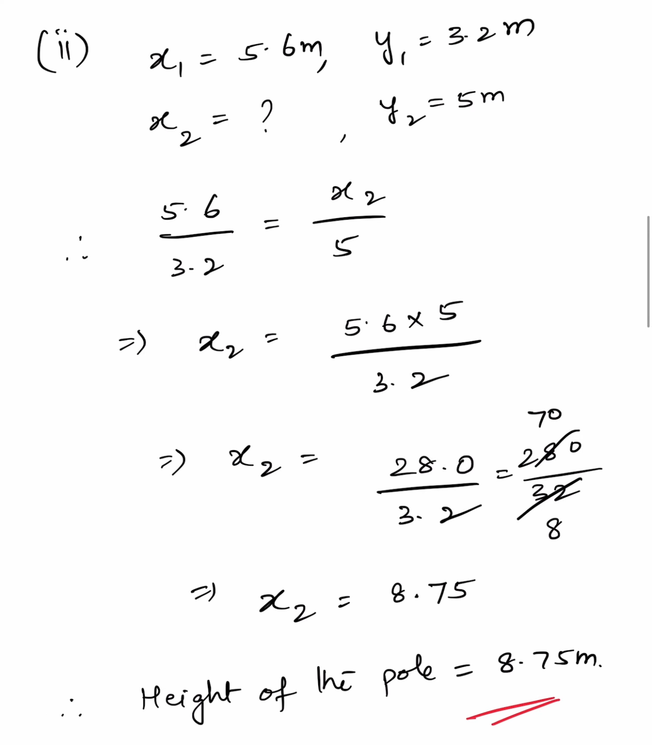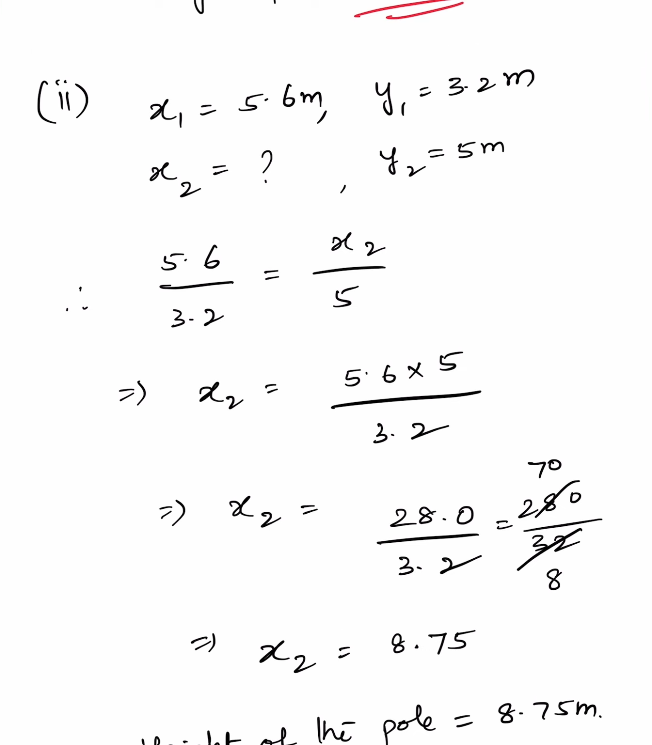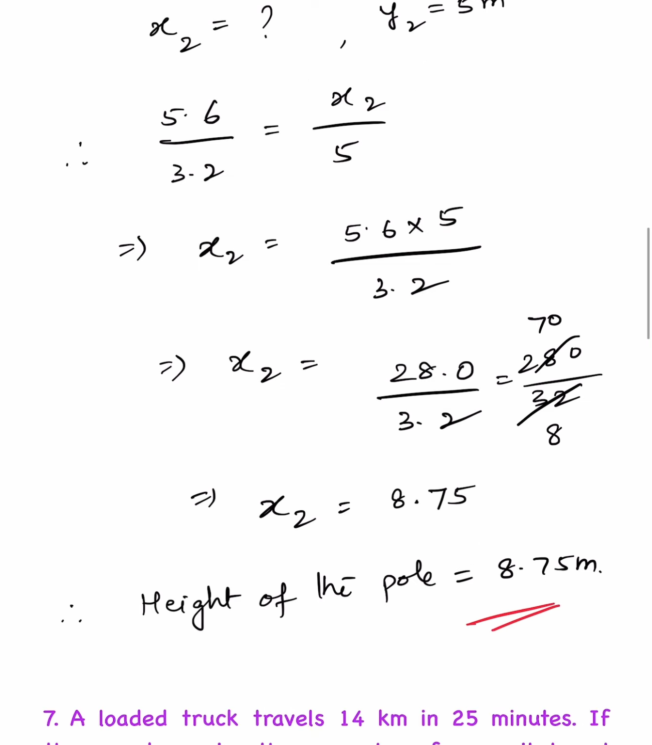Second problem. x1 is 5.6 meters, y1 is 3.2 meters, x2 we don't know, y2 is 5 meters. Here we know the length of the shadow, so we have to find the height of the pole. So, x2 we have to find out. So, 5.6 by 3.2 equal to x2 by 5. Therefore, x2 equal to 5.6 into 5 by 3.2. Therefore, x2 equal to 8.75. Therefore, height of the pole equal to 8.75 meters.